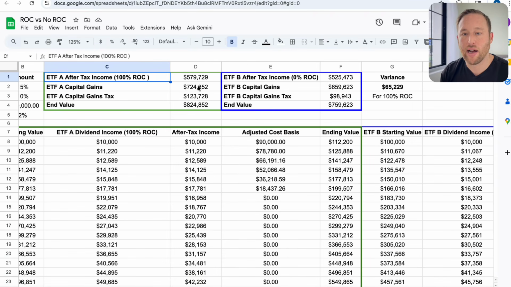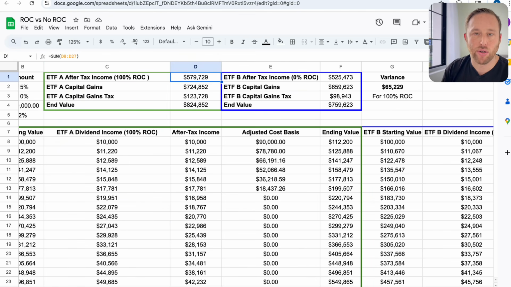All right, so guys, now let's sum it all up. Let's look at this as a sum total after 20 years. With ETF-A, which is the asset with 100% return of capital tax structure, you would have yielded after 20 years 579K, almost 580K in dividend income. Whereas ETF-B, the no return of capital, is going to have 525K in dividend income.